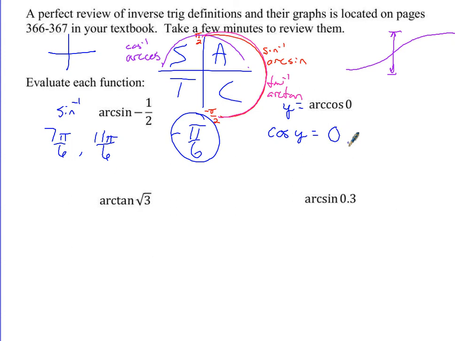Where is cosine 0? Pi over 2 is one of them. Anywhere else? And also 3 pi over 2. But is 3 pi over 2 in our range of values that we can get as answers? No. But pi over 2 is. Pi over 2 is between 0 and pi, which is where our range of answers can be for cosine. So therefore, pi over 2 is our answer.